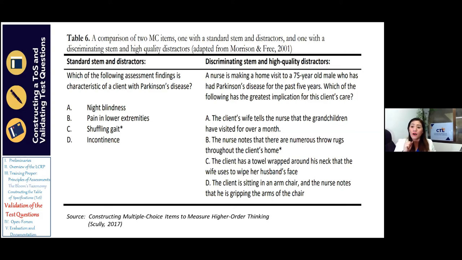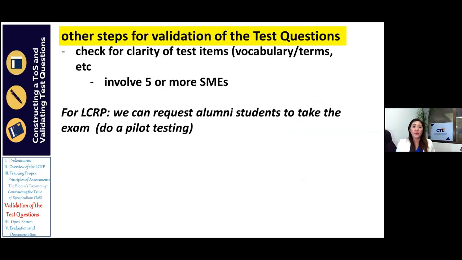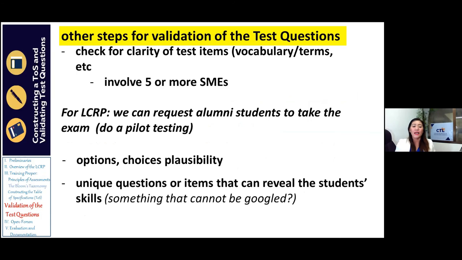But if someone did not study and can still guess it, because it is obvious as others are not good distractors, then this item is not well constructed. Okay? So we check for clarity again. And of course, nowadays we need questions, items that can reveal the student's skills.